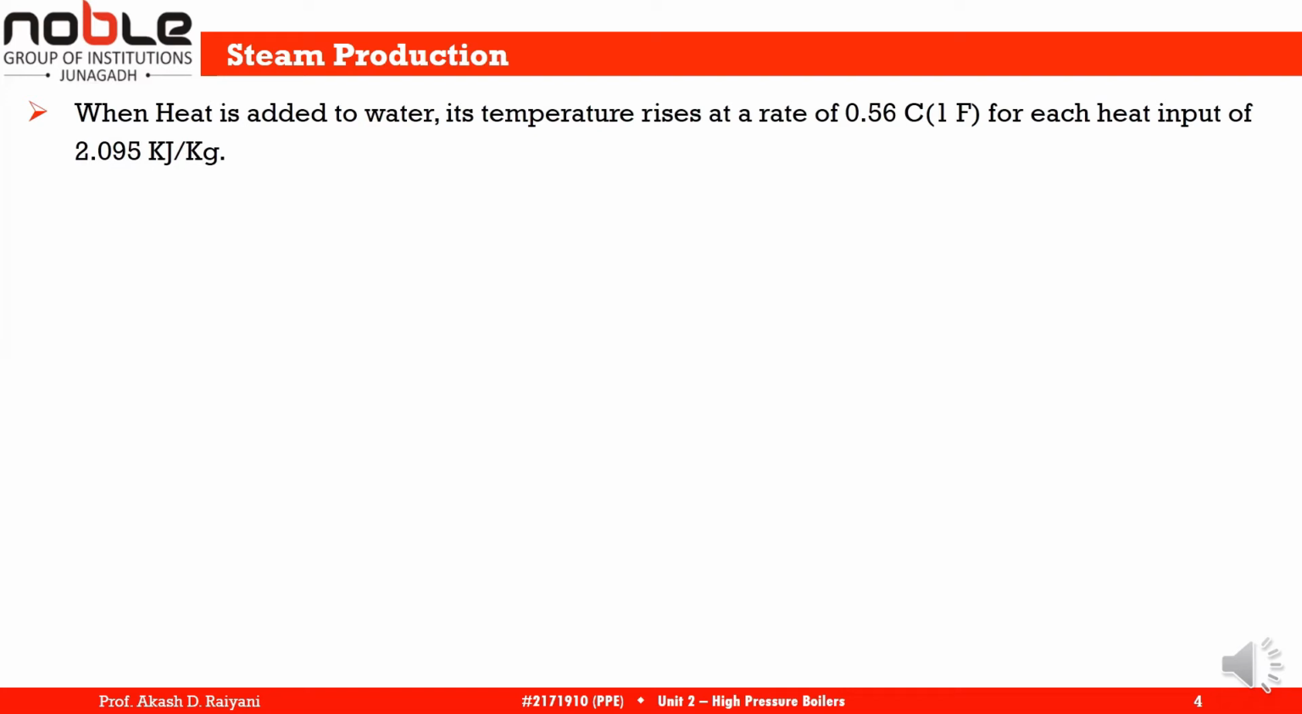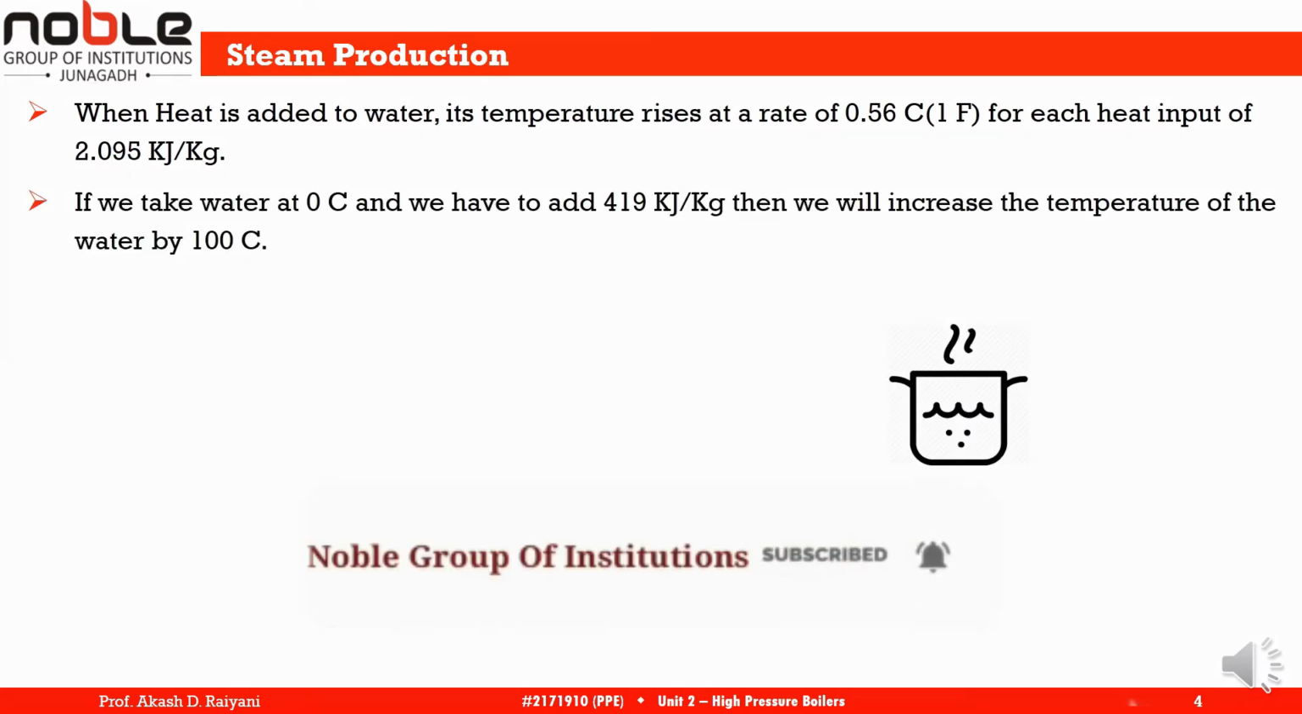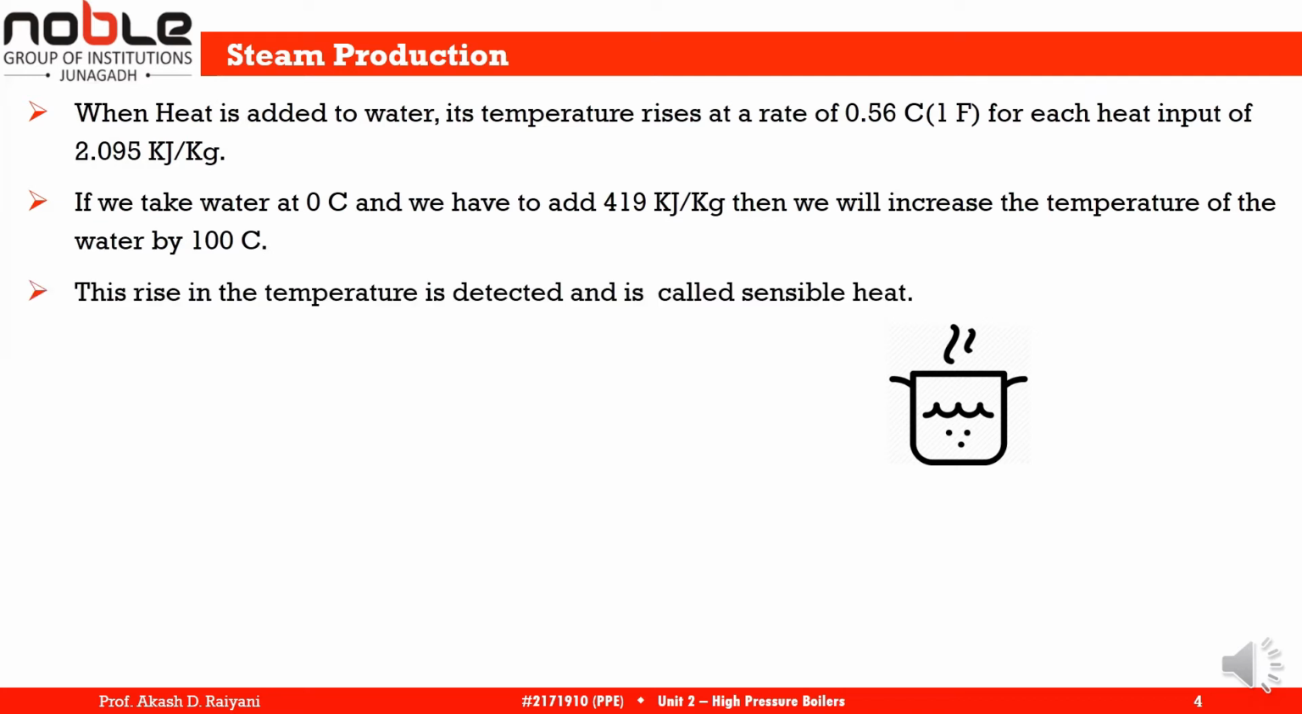Steam production. Before we start high pressure boilers, let me discuss steam production. When heat is added to the water, its temperature rises at a rate of 0.56 degrees centigrade, which is 1 Fahrenheit, for each input of 2.095 kilojoule per kg. If we take water at 0 degree centigrade and add 419 kilojoule per kg, we will increase the temperature of water by 100 degrees centigrade.